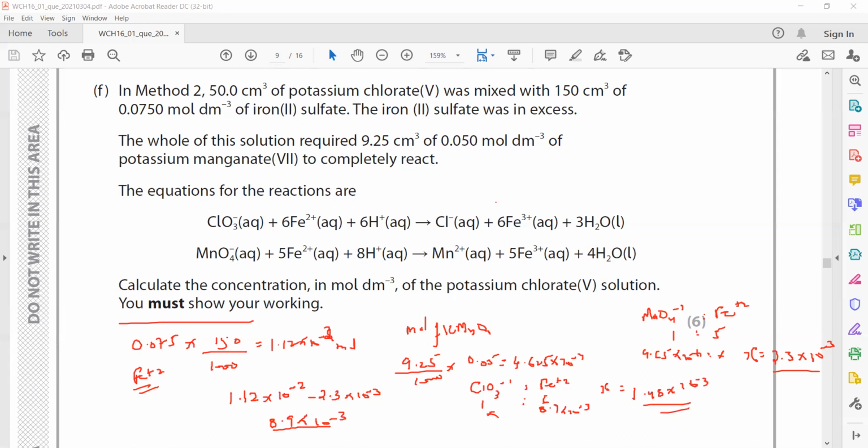These are the moles of the chlorate ion, but we need concentration. Concentration is moles by volume. So 1.48 into 10 to the power minus 3 divided by volume of that, 50 cm3 was there. So 0.05 will get the concentration 2.9 into 10 to the power minus 2 moles per dm3.